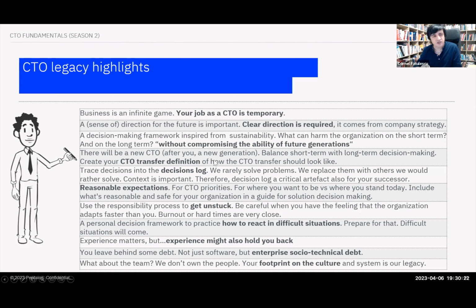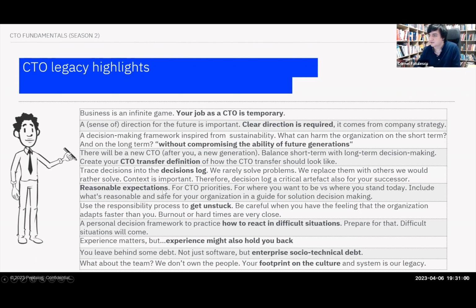There is a CTO transfer definition we've started. This is the first slide, and we've repeated it in many episodes. We had the data catalog, we had the decision log. Decision log, we cannot overstate the importance of that, and why the context is important. If the successor doesn't find some sort of roots of why we are there, she's going to be lost. He's going to be lost. And of course, decisions expire. Remember from our previous session.